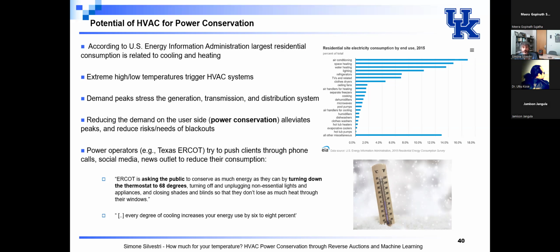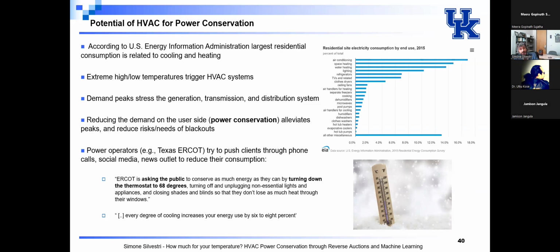So in order to reduce the demand on the user side, what you can try to do is to introduce some power conservation. So try to reduce the demand by having, for example, dynamic pricing. But this is sometimes ineffective, like it was ineffective in Texas, because people just didn't care about how much they were paying. They just didn't want to freeze.